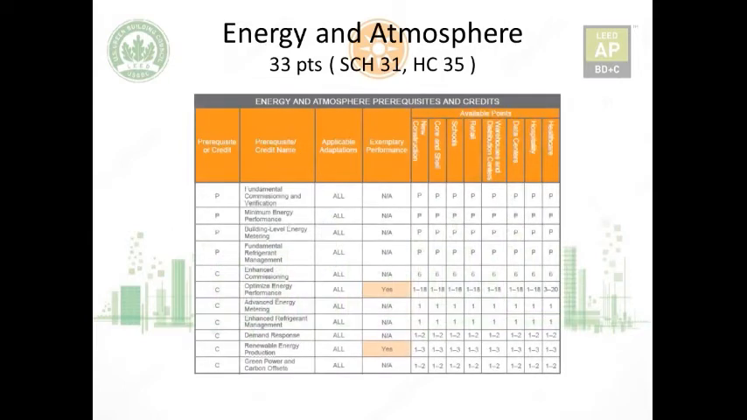Energy and atmosphere, the category in which you can earn the maximum number of points: 33 points for all adaptations, 31 for schools, and 35 for healthcare. If you remember the pie chart of impact categories, the biggest one was climate change, or reversing climate change. When you are focusing on energy and atmosphere, you are serving the same purpose. If you reduce the energy use, which is produced by coal, oil, and gas, which in turn releases carbon dioxide and other greenhouse gases in the atmosphere. So reduction of energy is reduction in the GHGs, or greenhouse gases, serving the purpose of stopping, reducing, or reversing climate change.